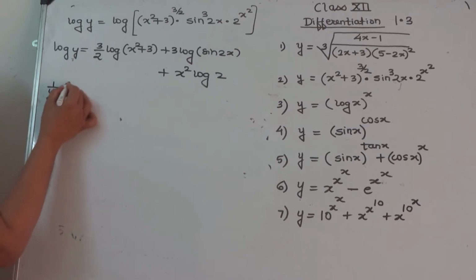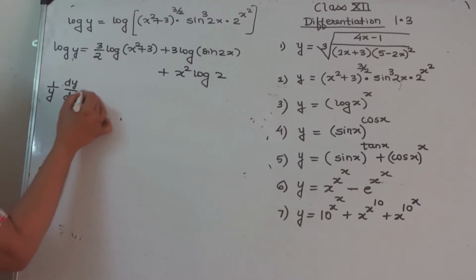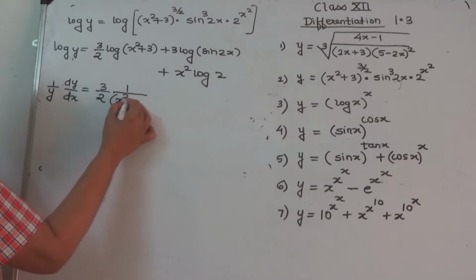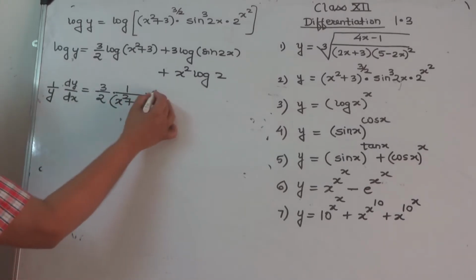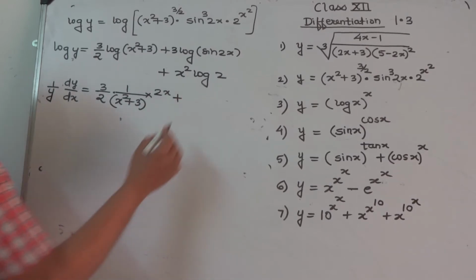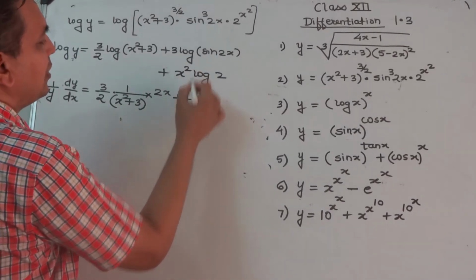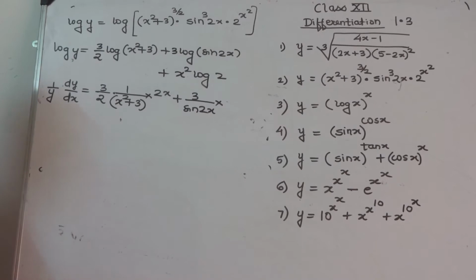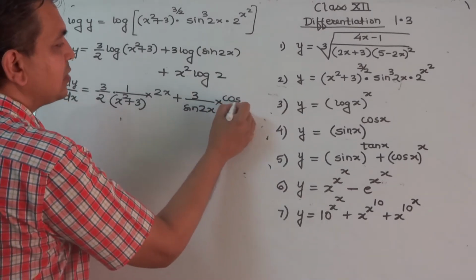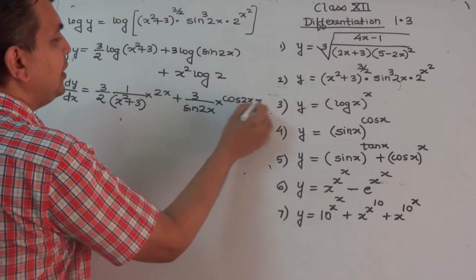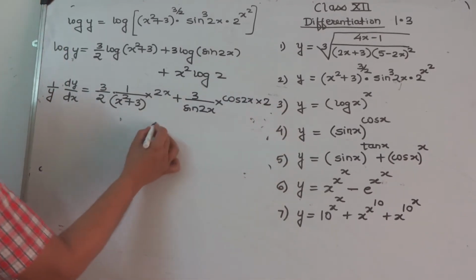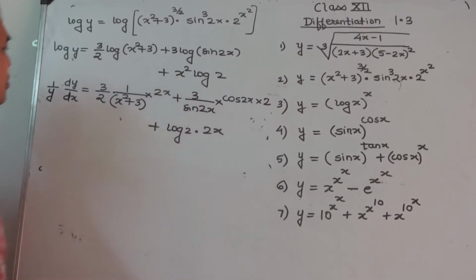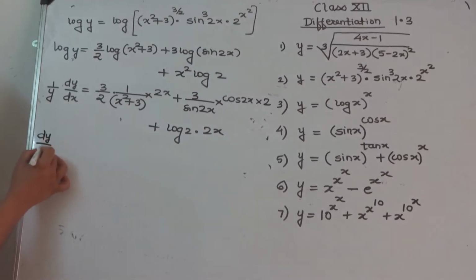Derivative of log y is 1 upon y, chain rule, dy by dx. 3 by 2 is a constant, derivative of log is 1 upon x square plus 3, chain rule, derivative of x square is 2x, plus 3 constant, derivative of log is 1 upon, in place of x we have sin 2x, so chain rule, derivative of sin 2x is cos 2x, again chain rule, into derivative of 2x is 2, plus log 2 is a constant, derivative of x square is 2x.